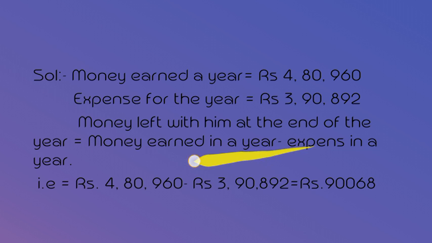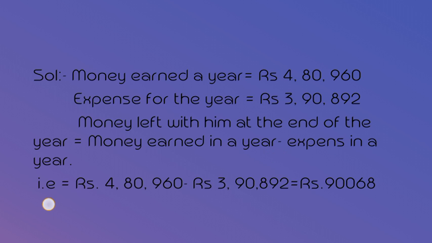That equals money earned in a year minus expenses. Here you have to write expenses, children. By mistake some spellings are omitted. So expenses in a year. Equals to what you will get? Money left with him at the end of the year equals money earned in a year minus expenses in a year. You have to subtract both.